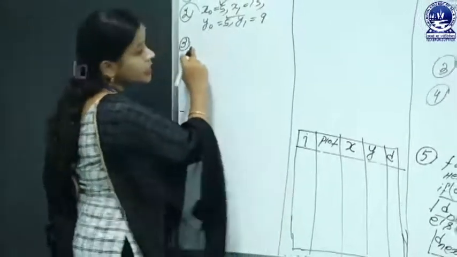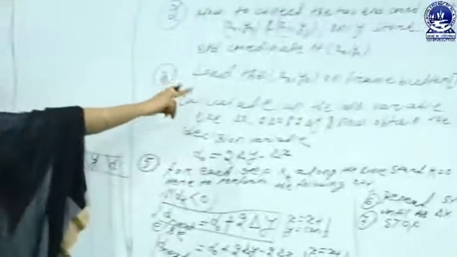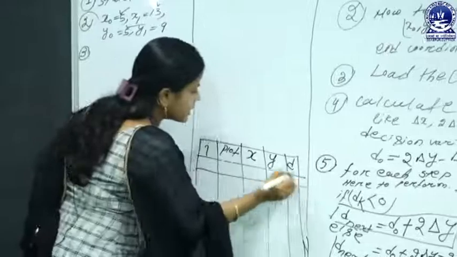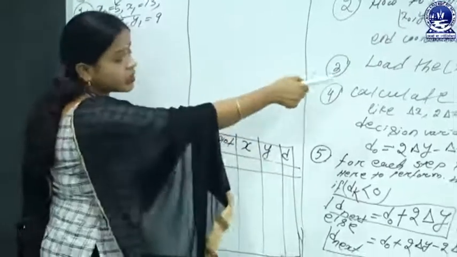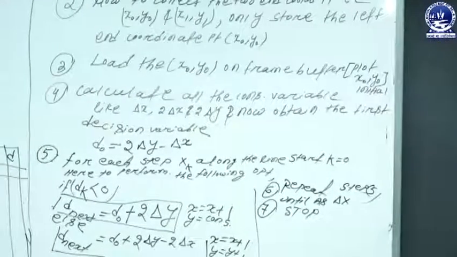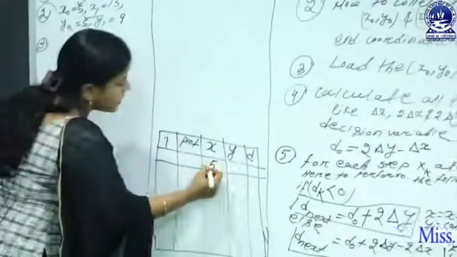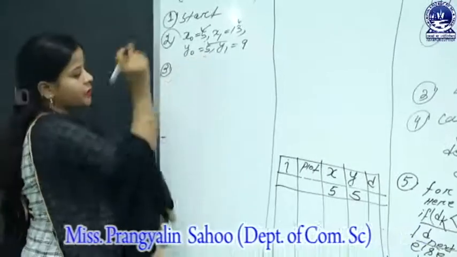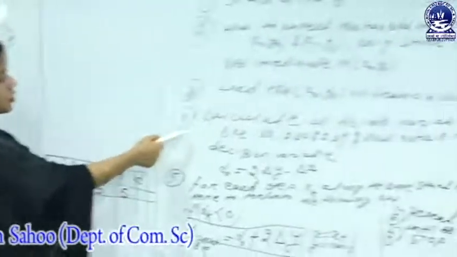So in the third step, we load x0, y0 into the frame buffer. That means we enter the initial coordinate value x0, y0. Here x0 is 5 and y0 initially is 5. Then we go to the next step.